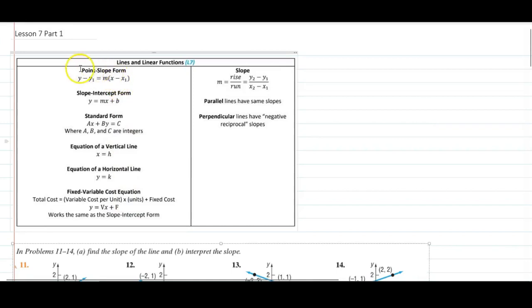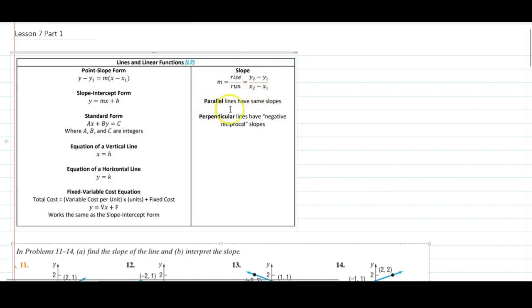So we're going to be working with three formats of a line: the point-slope form, where I'm pointing now, the slope-intercept, the standard, and then we're going to be talking about the equation of a vertical line, a horizontal line, and eventually in part 2 of this lesson we'll talk about something called the fixed variable cost equation. And of course we're going to talk about slope in this lesson.